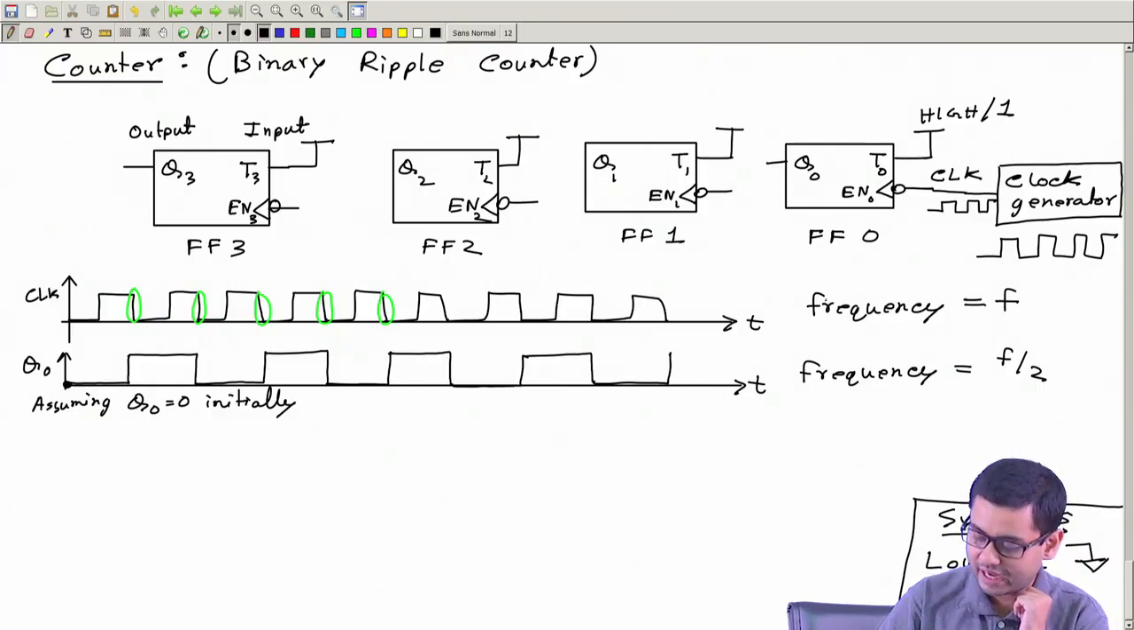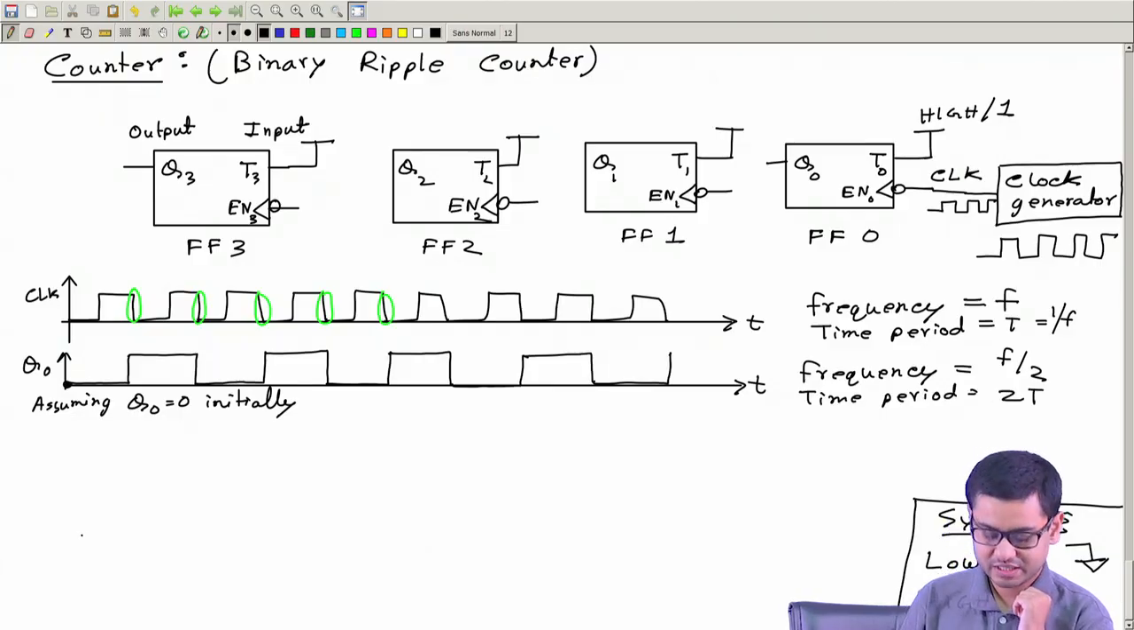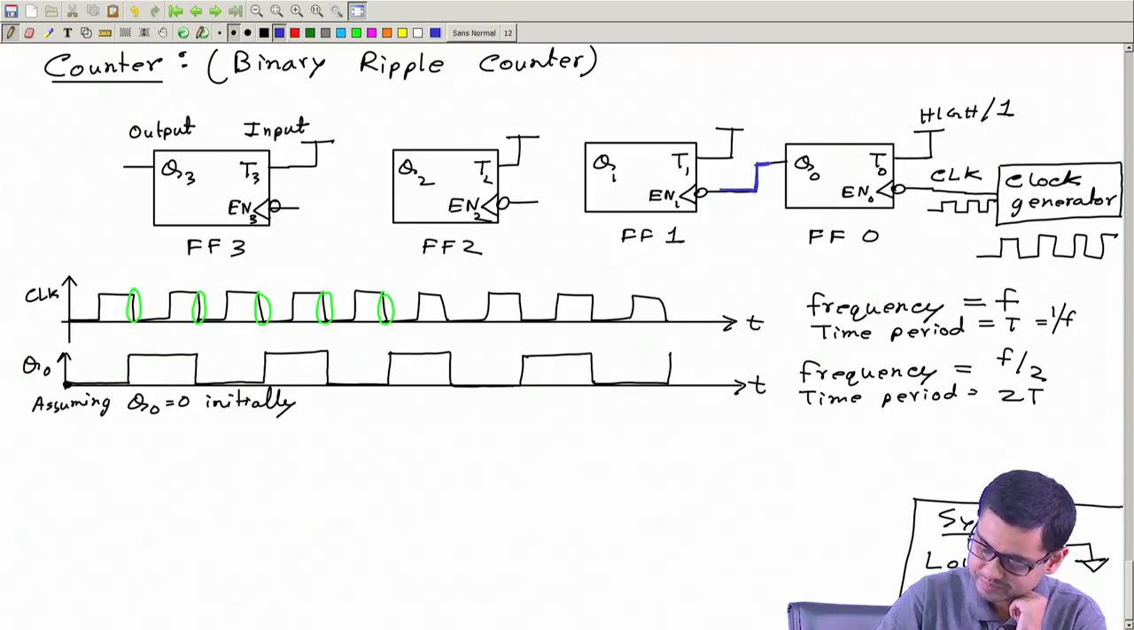I can also write that if this time period is t, which is 1 by f, then here the time period is how much? 2t, right? Now the next thing I will do is connect this Q0 to this enable. This is the important thing to observe.